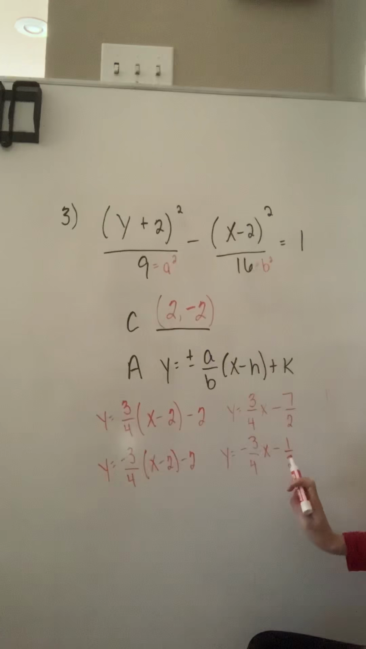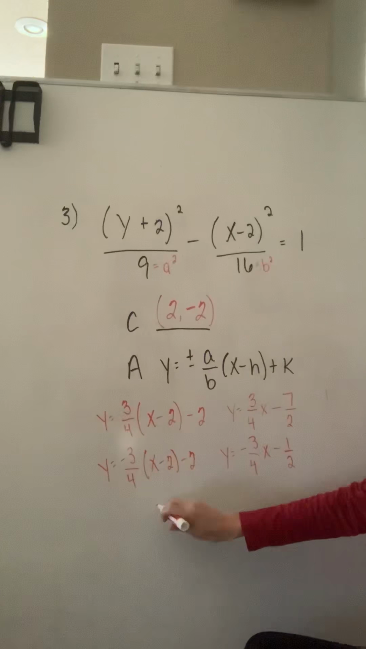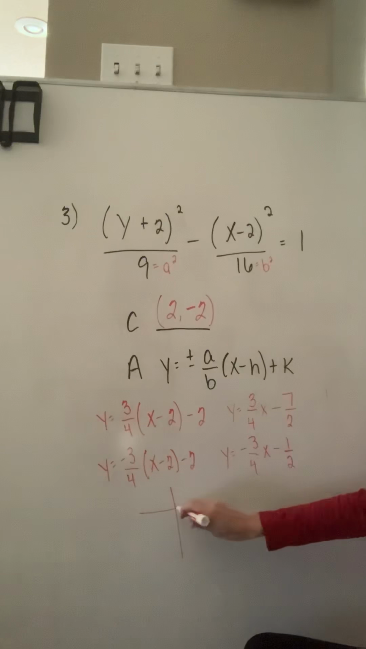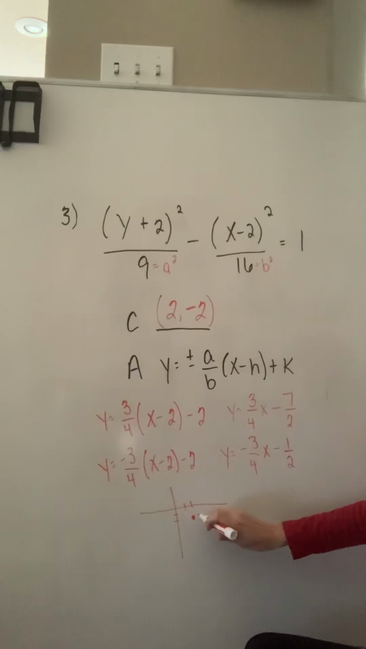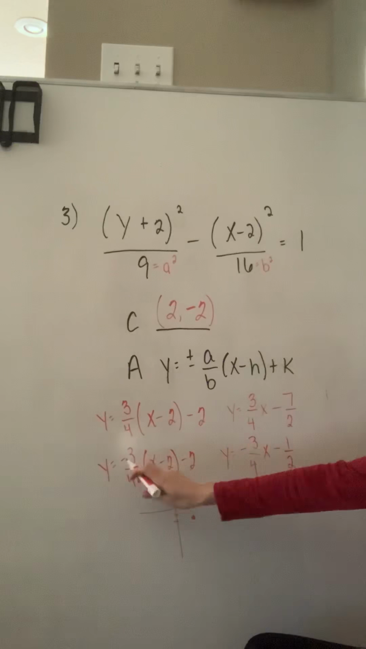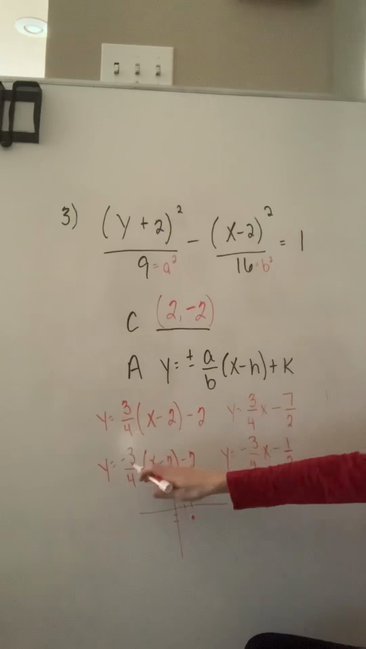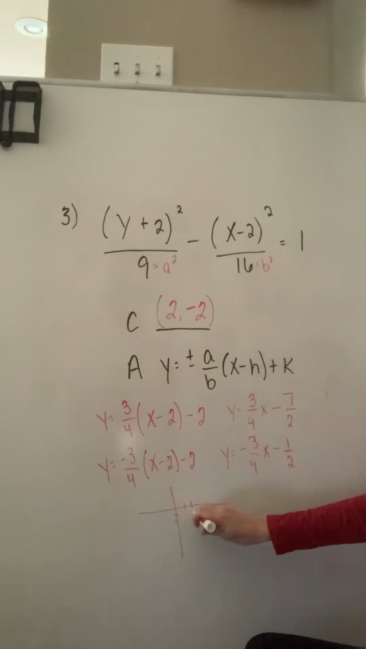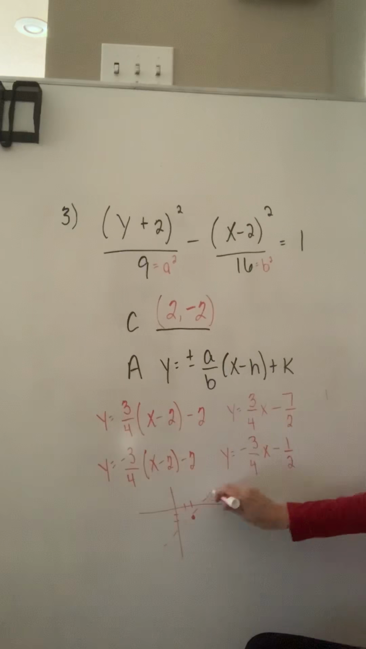Now, if you were graphing this, what you would do is plot your center of 2, negative 2. So here's our center. From your center, you apply the two slopes, the 3/4 and the positive 3/4. So from this center, I would go up 3, 1, 2, 3, over to the right 4, 1, 2, 3, 4. And I would connect and draw my asymptote.